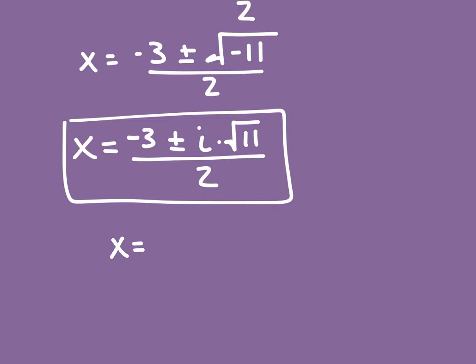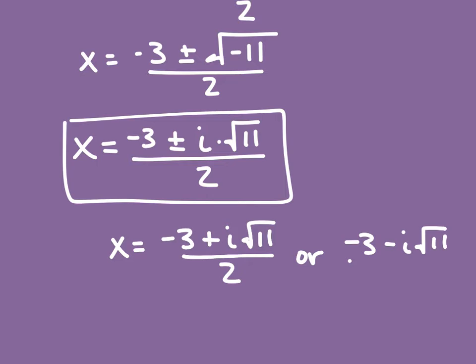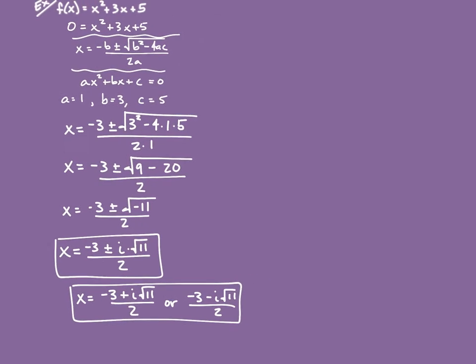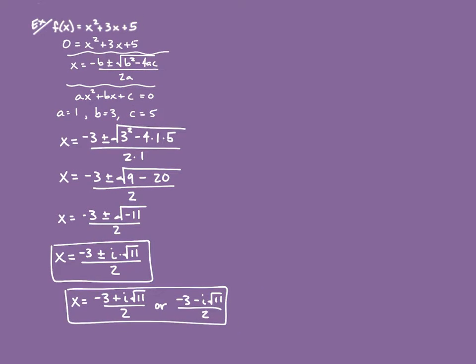These are our solutions. Because we have plus or minus, we have 2 of them. You have x is equal to negative 3 plus i times the square root of 11 over 2, or negative 3 minus i square root of 11 over 2. These are the values for x that you get. Notice that you got 2 values here, just like in the previous one, because our degree is 2.